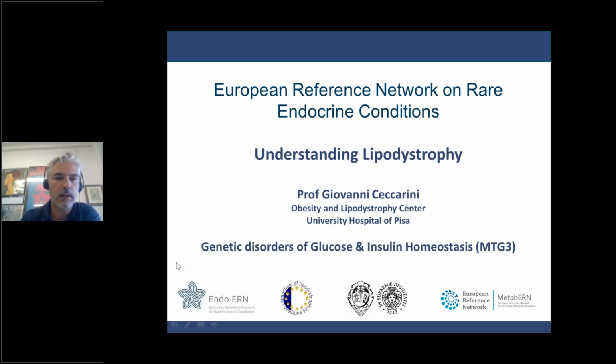As you can see here, I'm sure that you see my first slide. Our center is part of the Endo-ERN, is part of the Meta-ERN, and is part also of the European Consortium on Lipodystrophies. I'm coordinator of the subgroup lipodystrophy inside the main thematic group 3, genetic disorders and glucose and insulin homeostasis. I've entitled my talk today, Understanding Lipodystrophy.